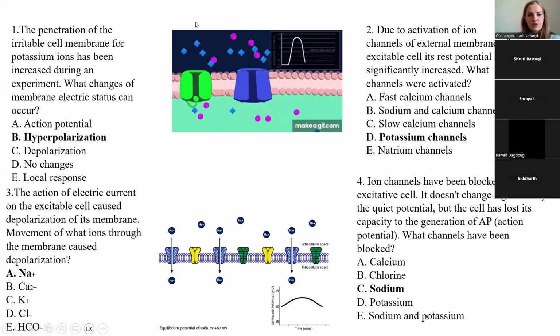And also another option for a sodium question: ion channels have been blocked in the excitable cells. It doesn't change significantly the quiet potential, MRP, but the cell has lost its capacity to generate an action potential, AP. What channels have been blocked? This is the next step we are talking about. We are moving to the question of excitation and creation of action potential. When we are talking about action potential and excitability of the cells, in this case we are talking about sodium channels.